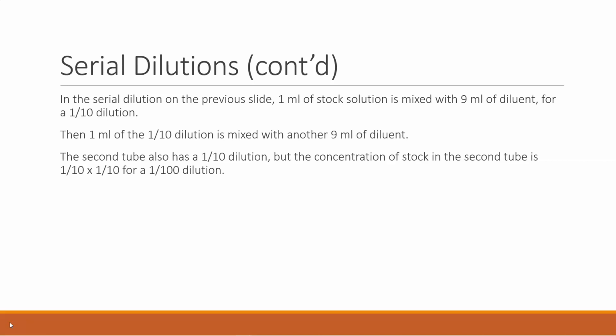Then we take 1 ml of that 1 to 10 solution and we put it in 9 mLs of diluent in that next tube. Then the second tube also has a dilution of 1 to 10. But remember, what we put in that tube was already diluted. So we take a 1 to 10 and we further dilute it 1 to 10. You multiply those numbers and you get 1 to 100.